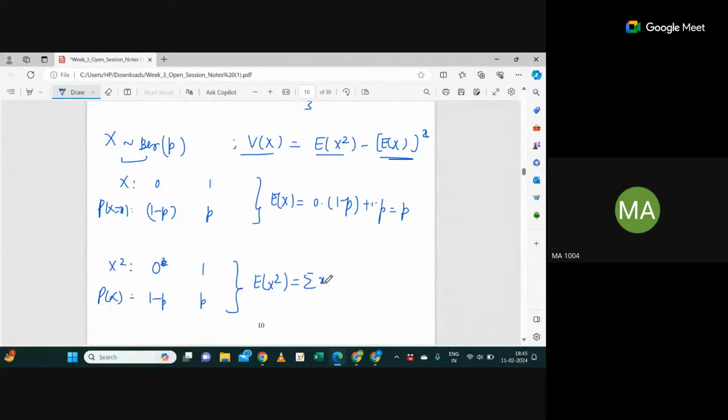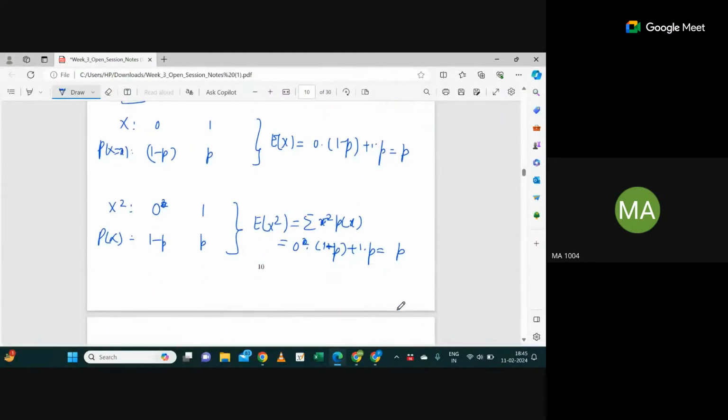So what is the expected value of x square? It's a summation of x square into p of x, right? So 0 square into 1 minus p, which is directly 0, plus 1 into p. Again I got p, right? So what is the variance of x from here? It will be the expected value of x square minus the expected value of x whole square. So it's p minus p square. I can take p common: p into 1 minus p, which is the variance of a Bernoulli random variable.